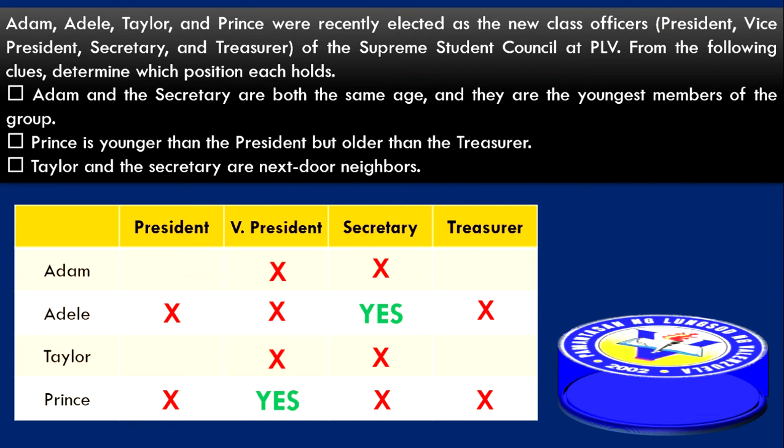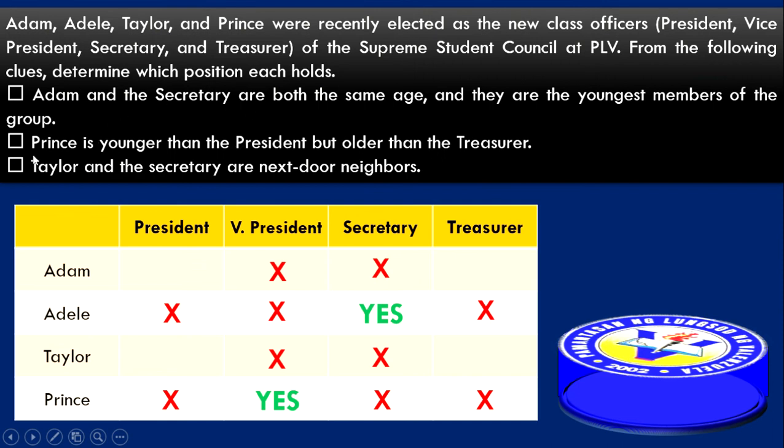Okay, let's focus on Adam first. As you can see here, Adam is considered one of the youngest members of the group. Now, let's look at the second statement: Prince is younger than the president. So, we can say that the president is older than Prince, right? The president is older than Prince.